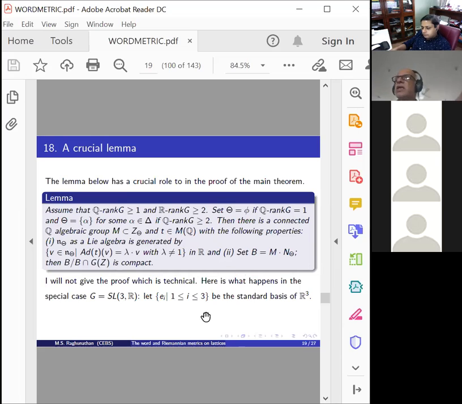So this is essentially the consequence of the so-called Godement criterion, which tells you when G mod gamma, G mod an arithmetic group, is compact.